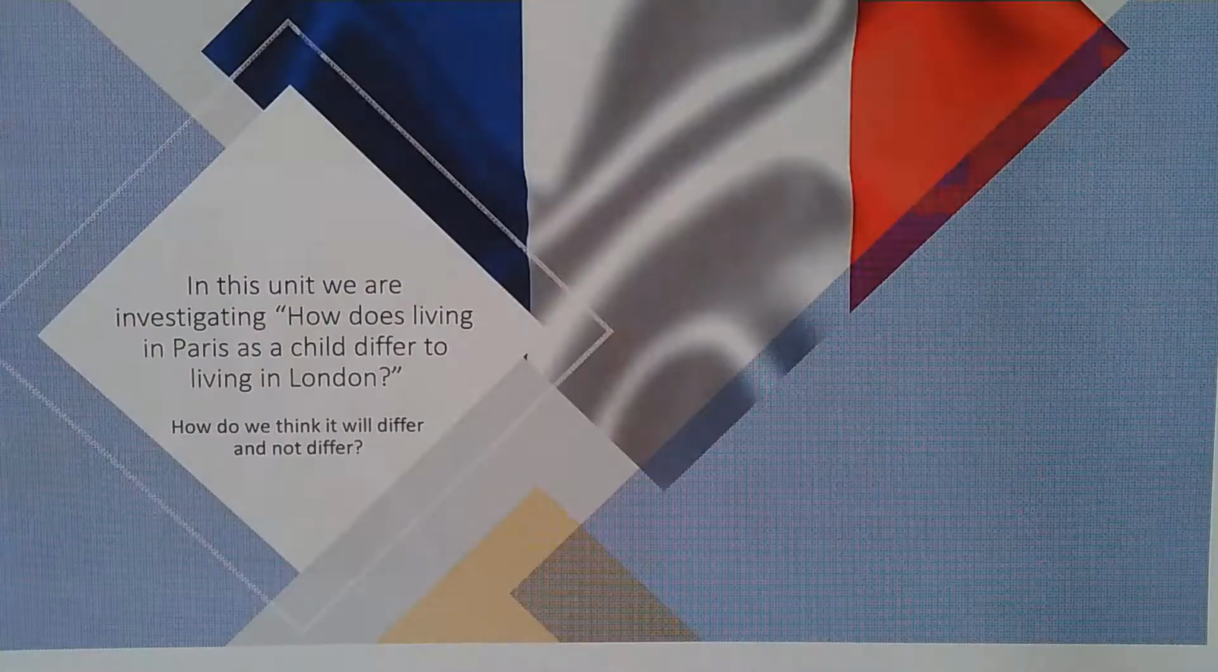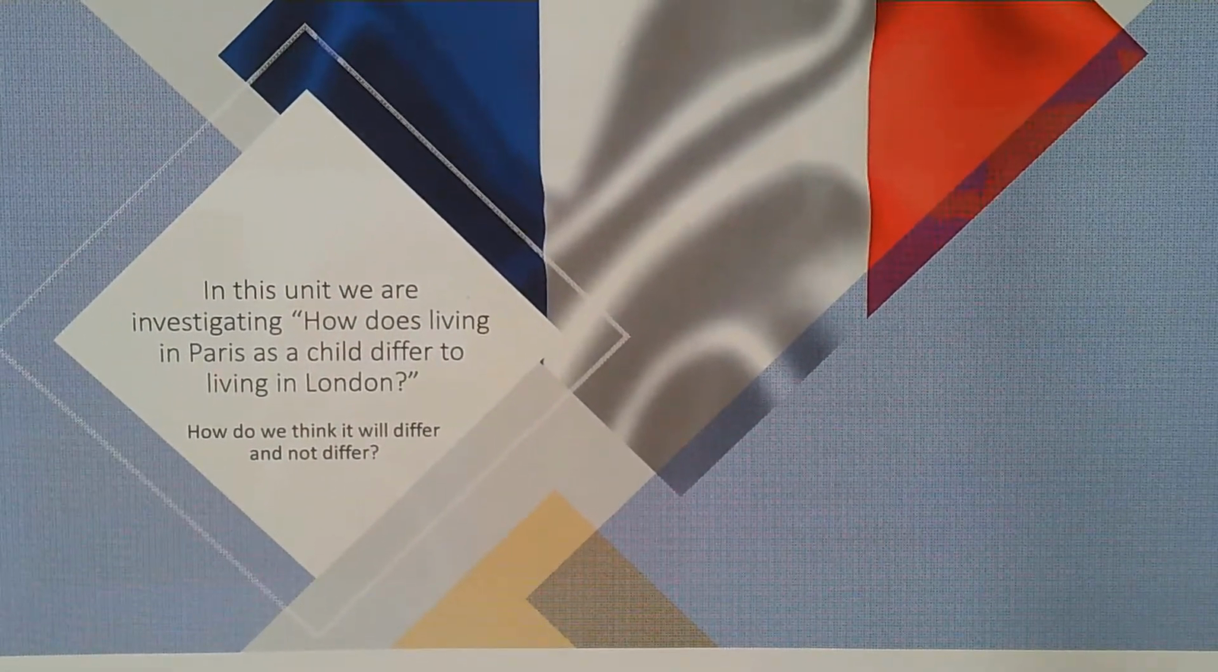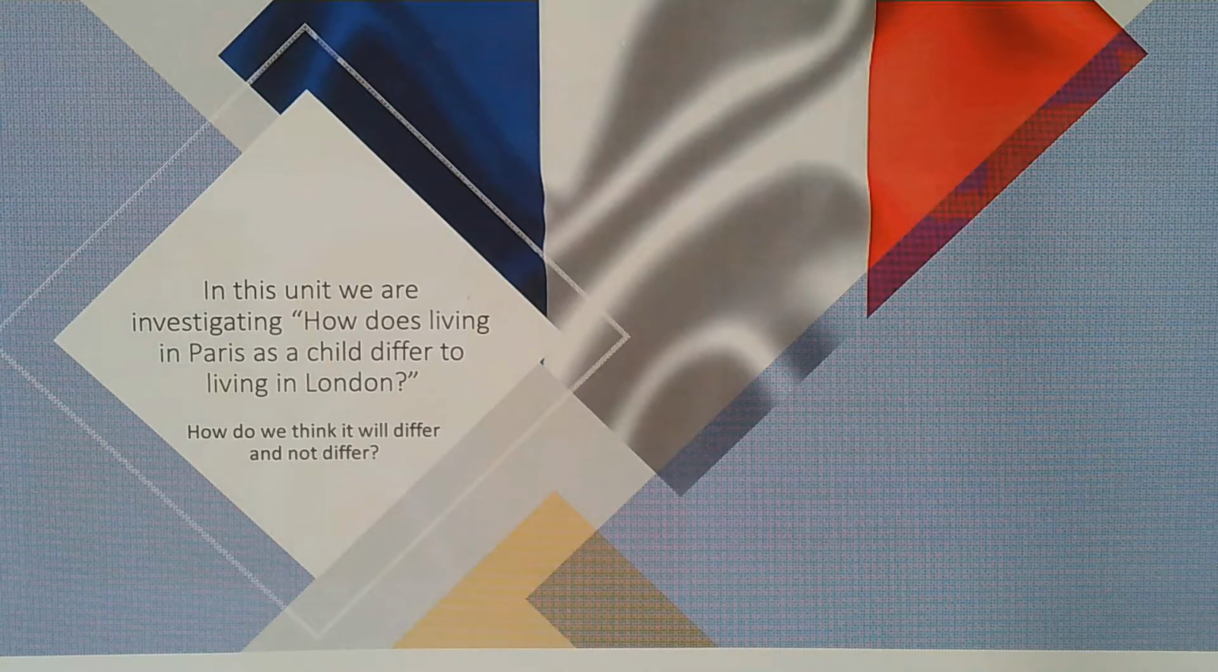Okay, so we're going to get into this really exciting unit comparing two cities. Some of you may have been to France, some of you may have been to Paris. You all live in London, so you're quite aware of what London is like. And now we're going to be able to compare. So in this unit, we are investigating how does living in Paris as a child differ to living in London. You live as a child in London, so you have your own experiences of London as a child. How will that compare to if you were a child living in Paris?